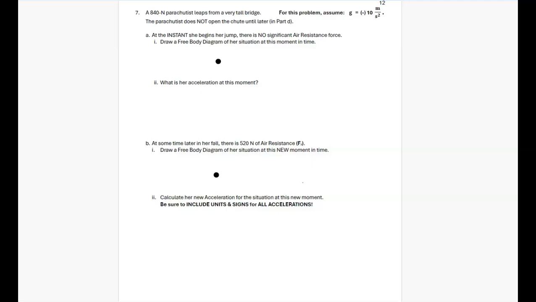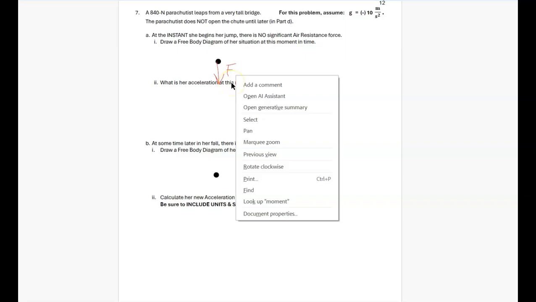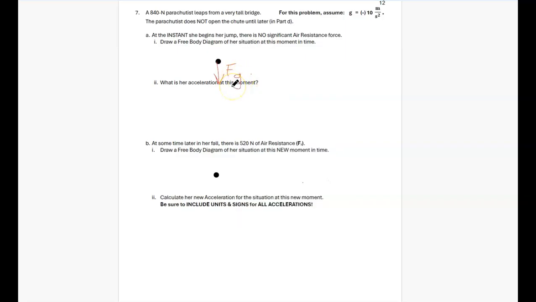All right, so you're asked to draw a free body diagram at this very instant at the beginning of her jump. Well, what do we have? We have her weight force because she always has weight, as long as she's not in deep space. All right, and are there any other forces? Well, there are no horizontal forces, so we don't need to worry about that. And the only other vertical force we might have is air resistance. But you're told at the very beginning of the jump, since she hasn't started moving technically, there is no air resistance.